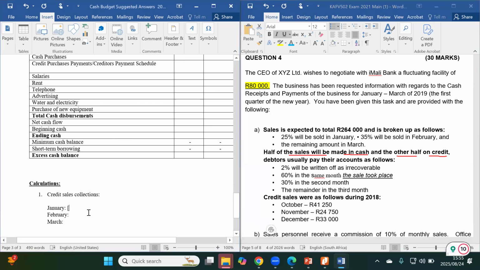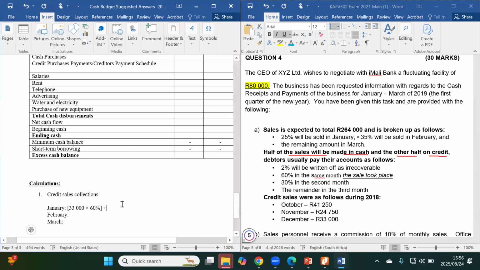So we're just going to take the 33K just so that we don't complicate our calculation, okay? So I'm going to take the 33,000 because that's equivalent to 50% of the total sales. But then this amount, I have to multiply it with 60%. Why? Because the 60% of it is collected in January. Are we together? The same month when the sale took place. And then of course the other one, the 30% will be collected in February. All right. So we're going to deal with that one later.